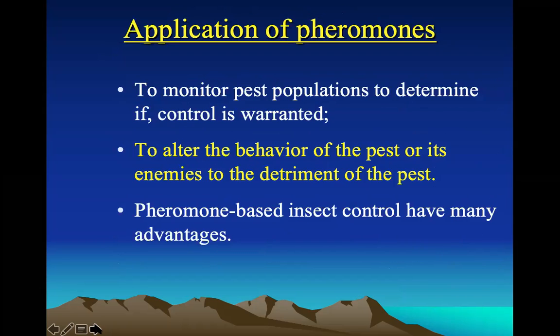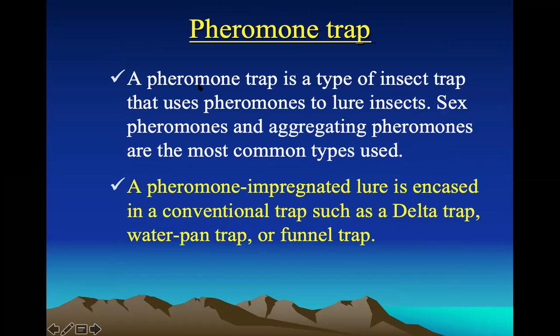Pheromones are applied to monitor pest populations to determine if control is warranted, and to alter the behavior of the pest or its enemies to deter damage by the pest. Pheromone-based insect control has many advantages. One example is the pheromone trap. A pheromone trap is a type of insect trap that uses pheromones to lure insects. Sex pheromones and aggregating pheromones are the most common types that we have been using. A pheromone-impregnated lure is encased in a conventional trap such as a delta trap, water pan trap, and funnel trap.